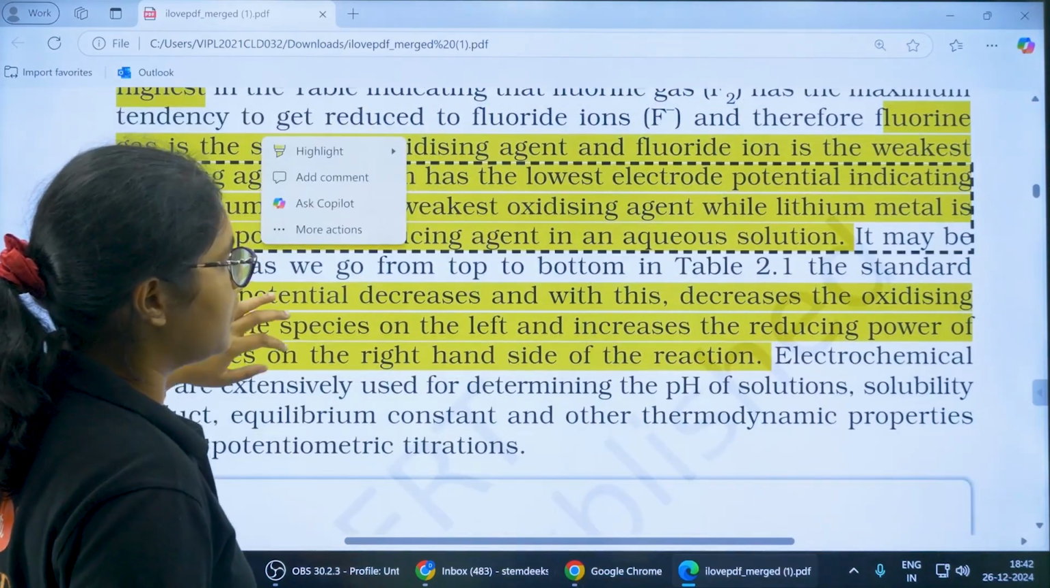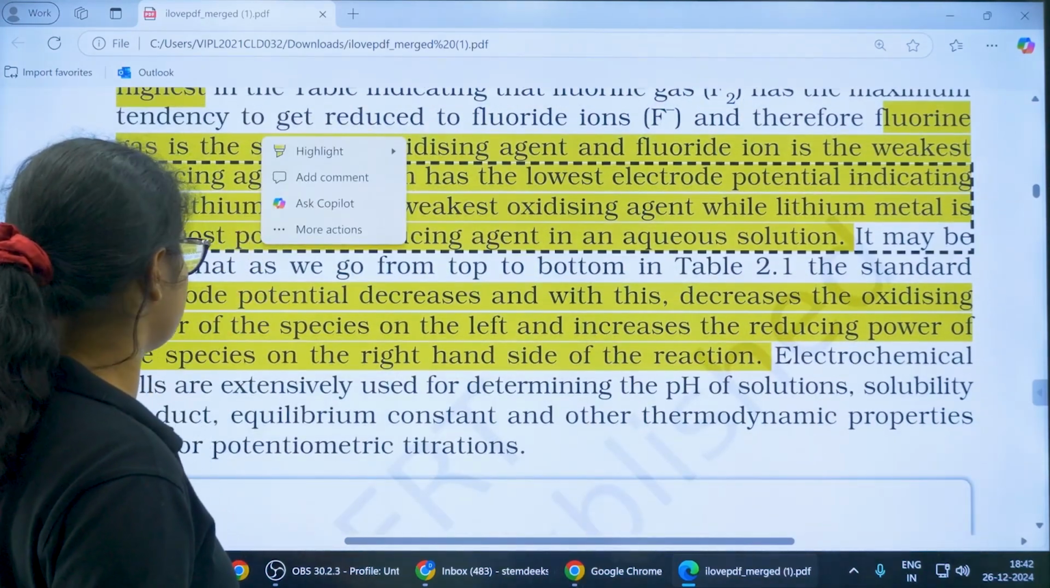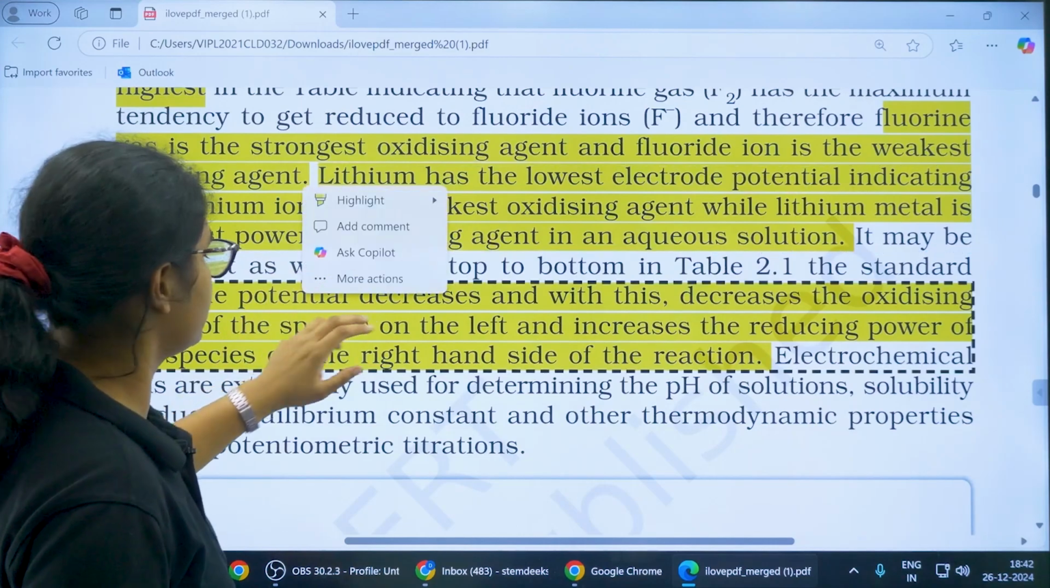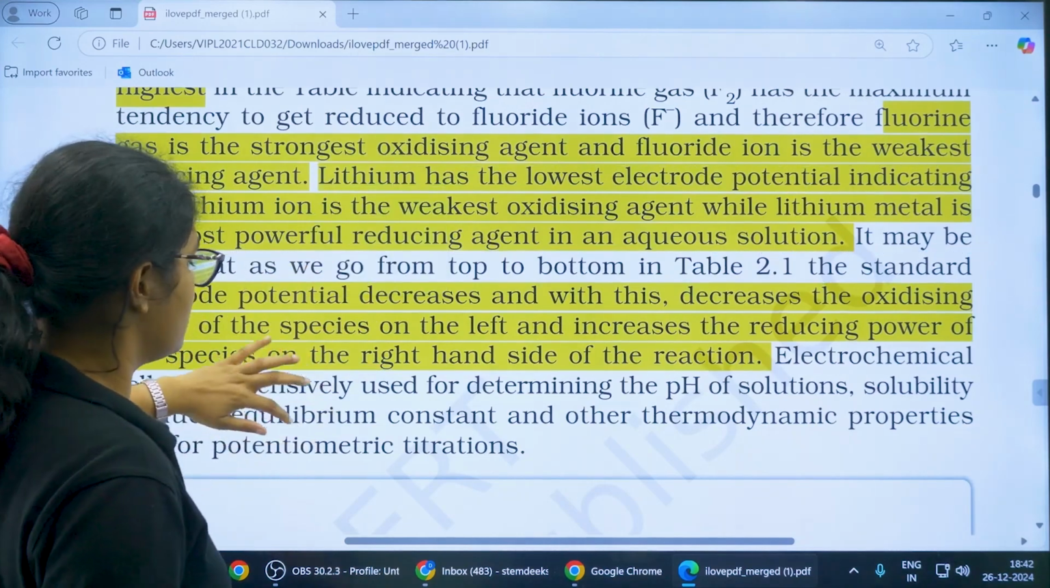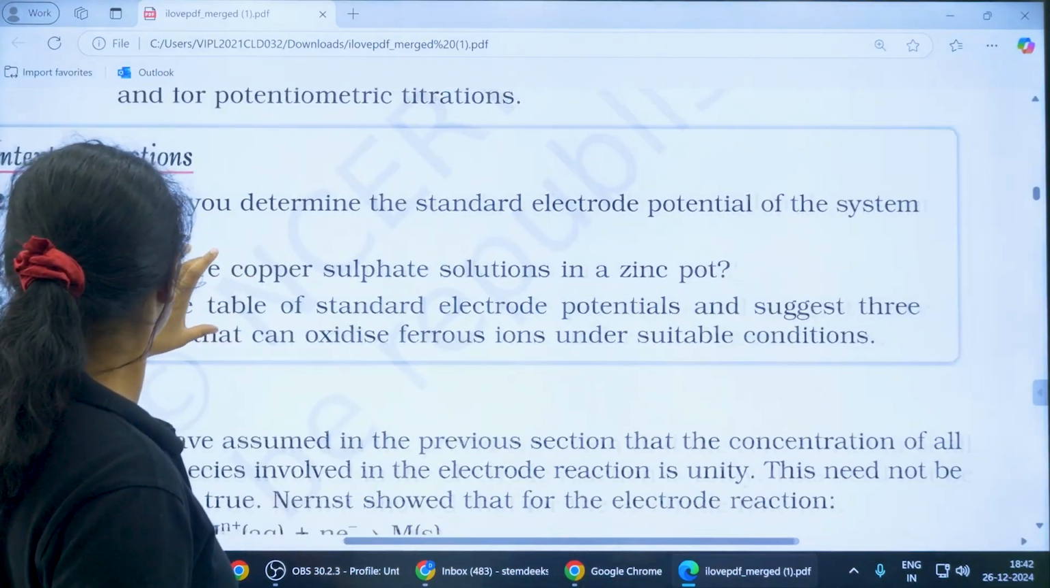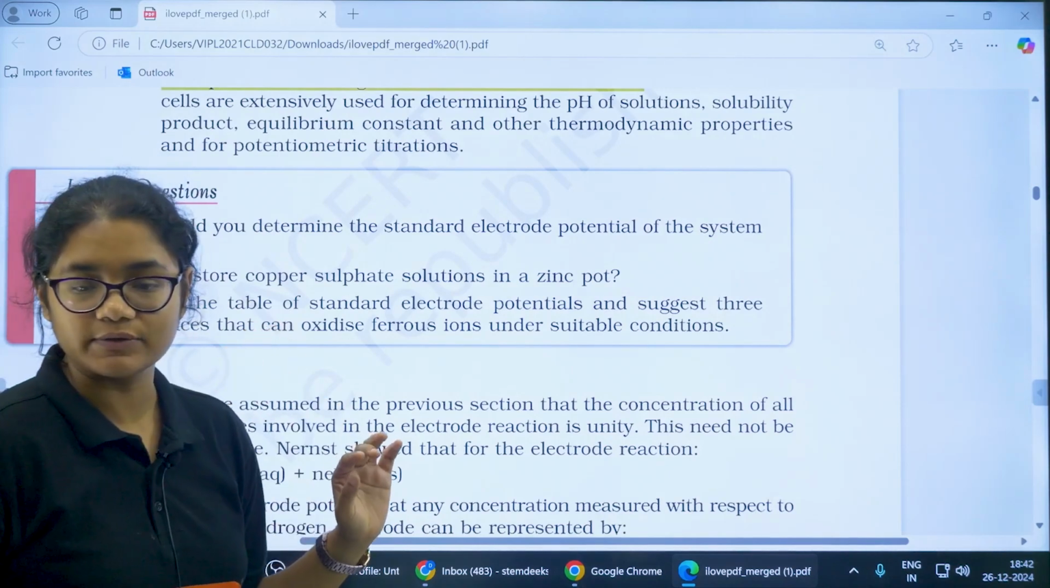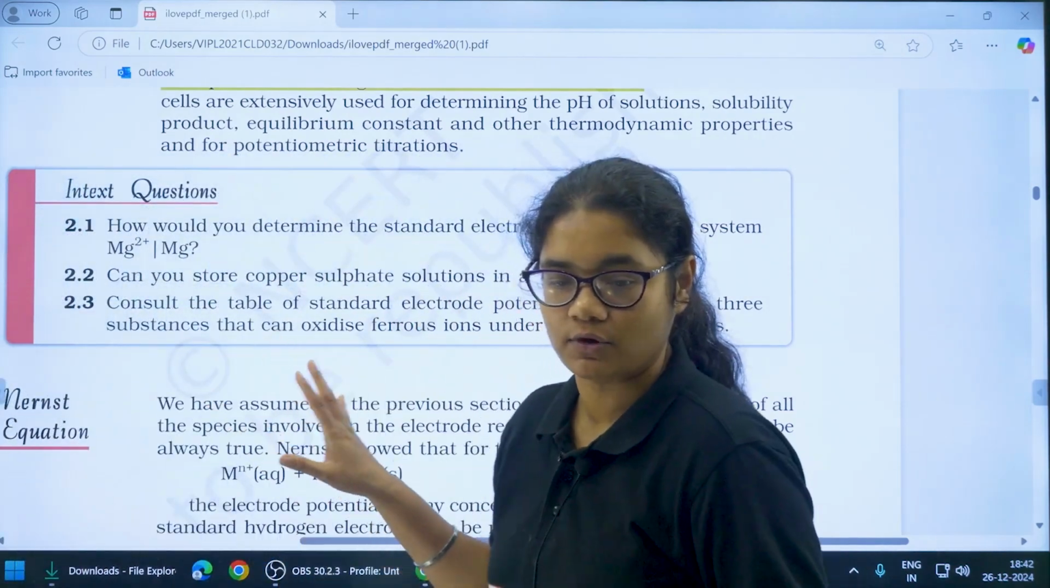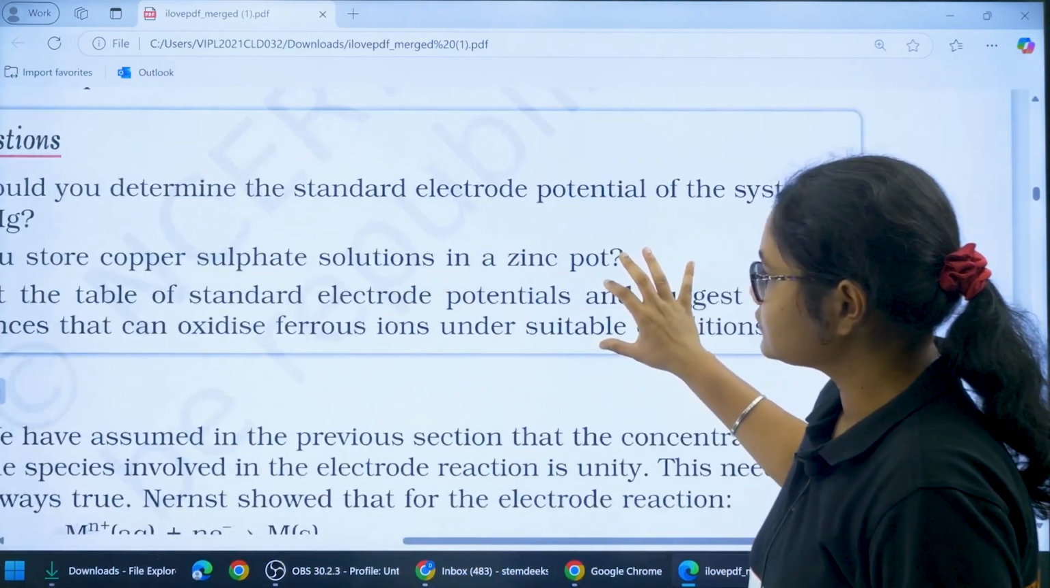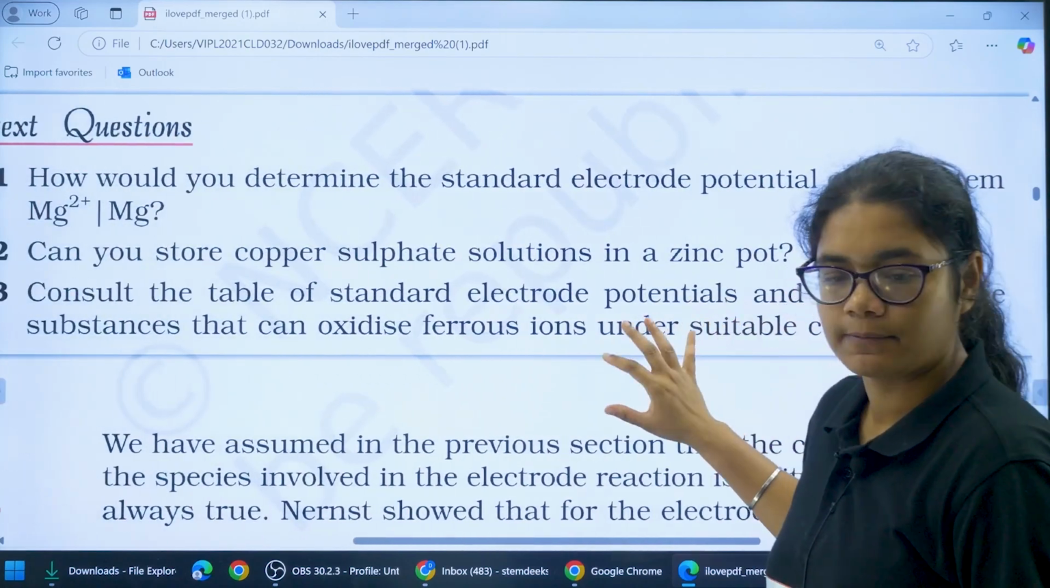Next we have the electrochemical series, in which the potential decreases. So that is there here. Next, the in-text questions: please make sure that you solve all the in-text questions. I hope this is visible.